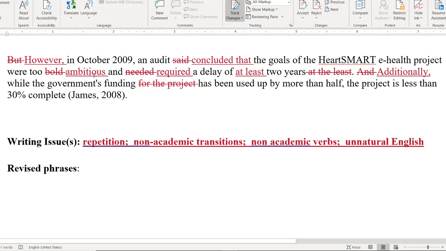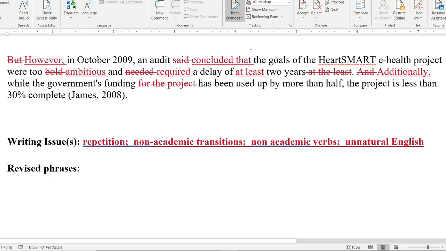But here's how I did it. However, in October 2009, an audit concluded, and here I believe concluded makes more sense, that the goals of Heart Smart project were too ambitious. So instead of bold, I'd say ambitious is a better term. And required a delay of at least 2 years. Needed a delay, required a delay.